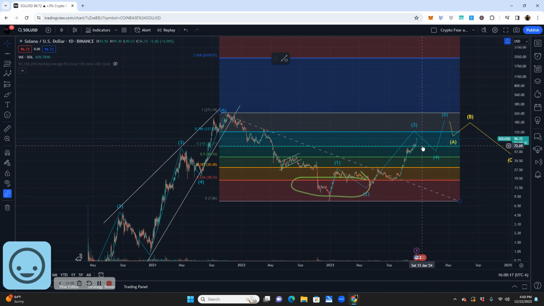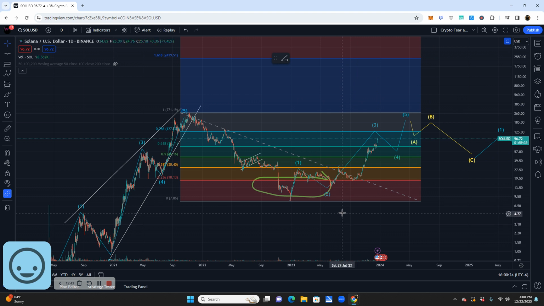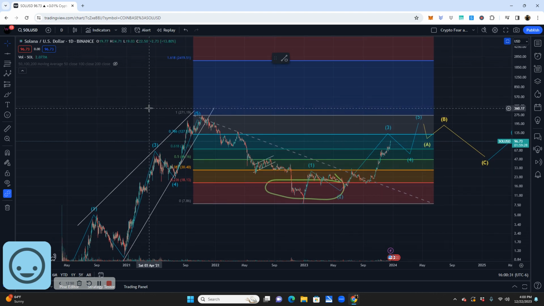But most likely, if you exited here, you probably could get this cheaper, at least from what I'm looking at. You know, some of these coins just go crazy, right? But it's difficult to really know.